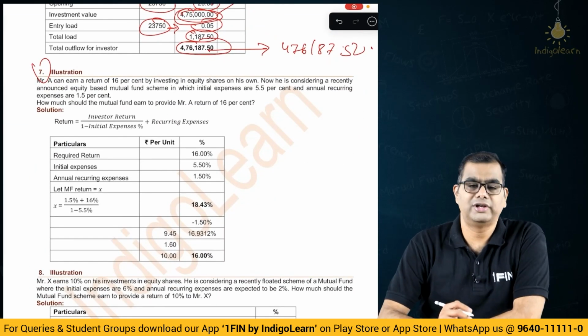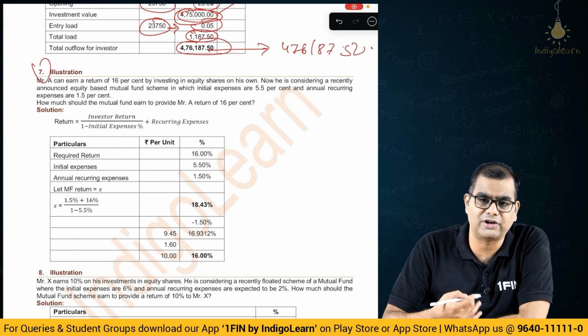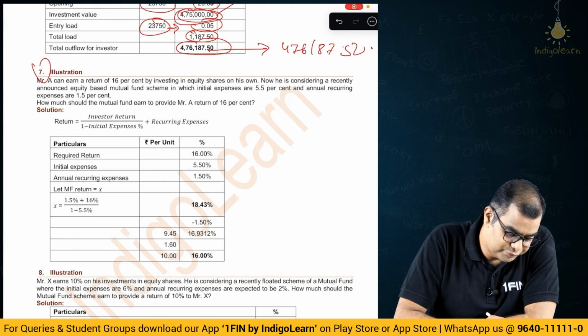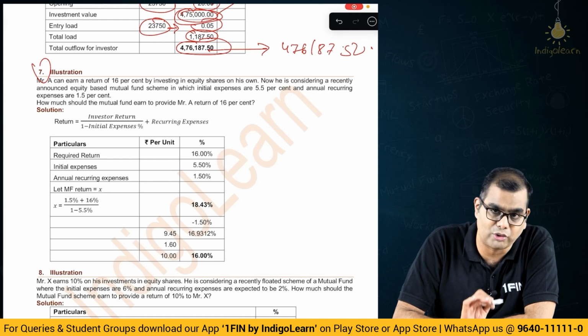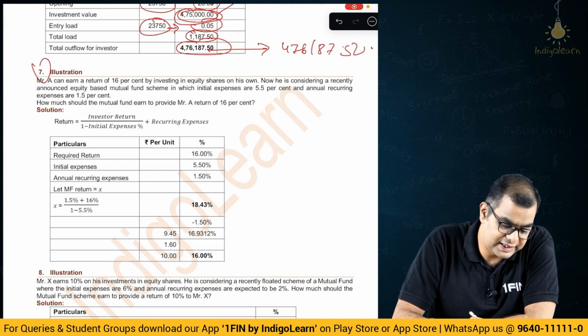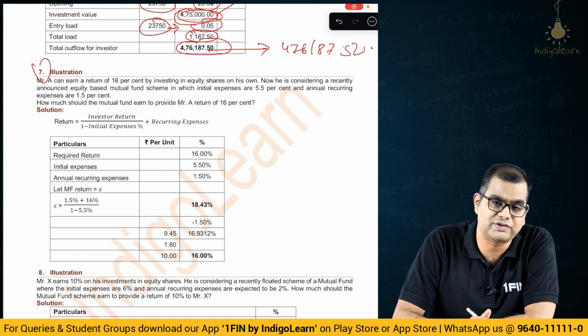Let us look at the next one. So you get a lot of questions like this, where you have to find a missing number. Let's move to the next one. Mr. A can earn a return of 16% by investing in equity shares on his own account. He is now considering a recently announced equity-based mutual fund scheme in which initial expenses are 5.5% and annual recurring expenses are 1.5%. How much return should the mutual fund earn to provide Mr. A a return of 16%?